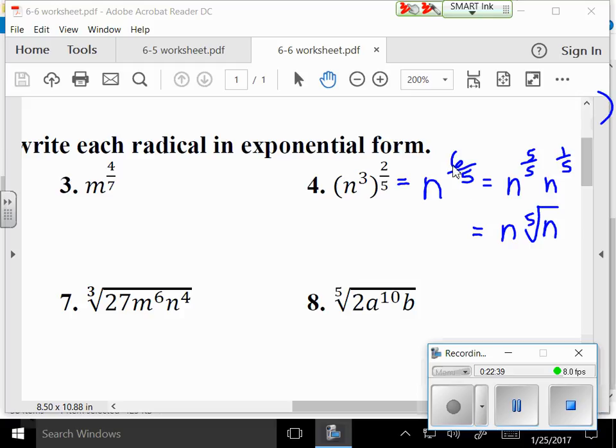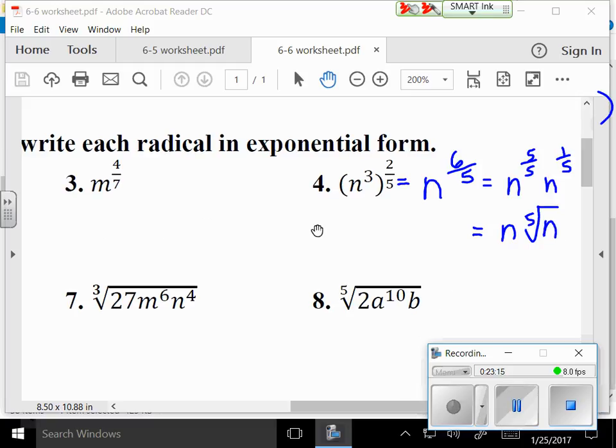Since I have a larger numerator than I do denominator, I can break this up even more, and 6/5 is the same as 5/5 plus 1/5, but n to the 5/5 is just n to the first. So I basically have n to the first, or n, times n to the 1/5, and n to the 1/5 is the 5th root of n. So this should be how you would write your answer, n times the 5th root of n.